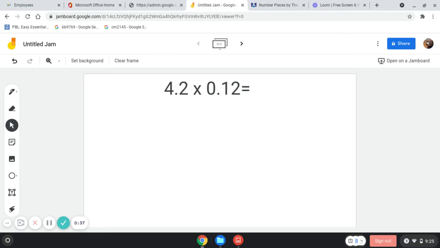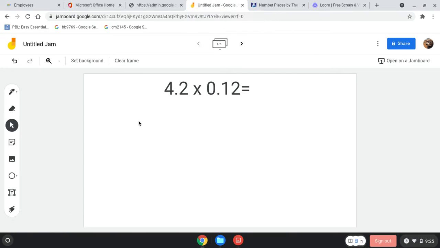Now, what we're going to do is look at each decimal number and see how that decimal number converts into a fraction. We are going to use base 10 blocks to help us visualize this. So the first number we have is 4 and 2/10. So I'm going to switch over to my base 10 blocks.